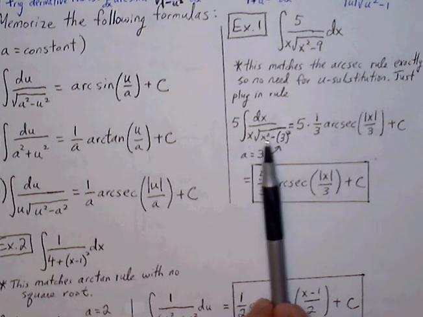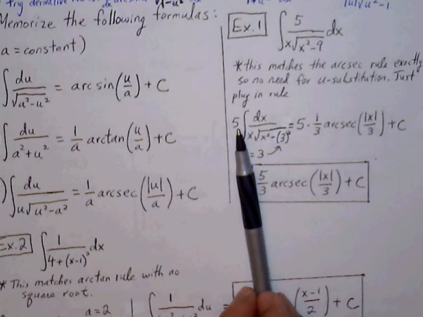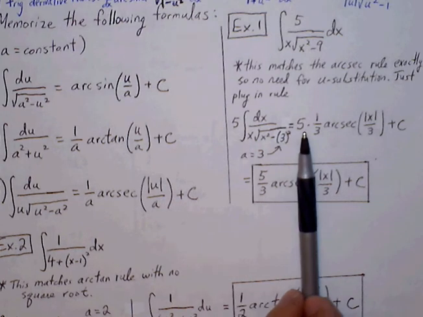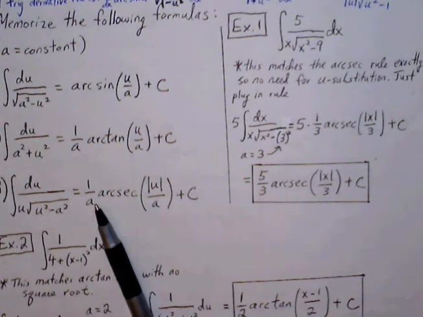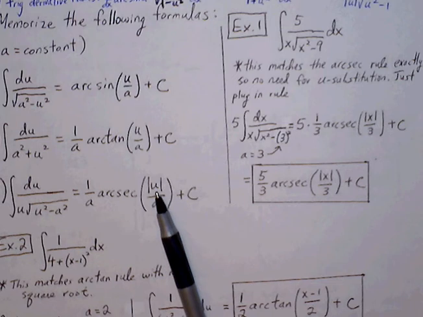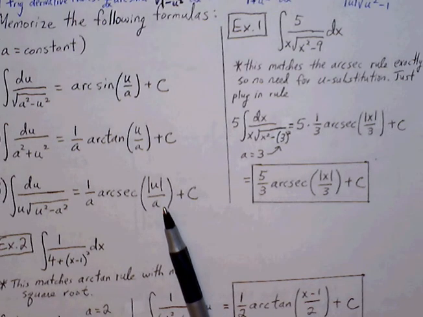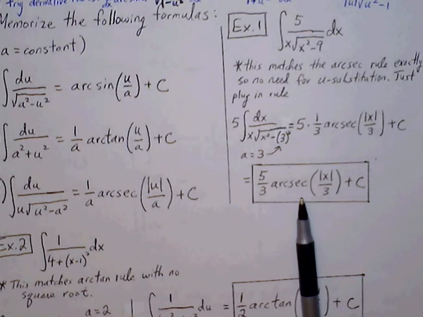So we can jump directly into our integral rule. 5 is the coefficient, I pull that out, times 1 over 3, because that's my a value, 1 over 3, arcsecant of the absolute value of u, and then that's just going to be x, over a, so over 3 plus c. So 5/3 arcsecant of the absolute value of x over 3 plus c.